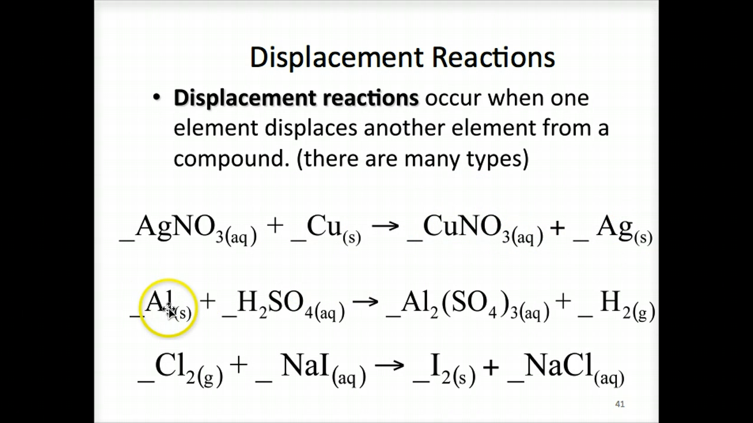Same thing here, aluminum by itself, sulfuric acid, the hydrogen, and the sulfate together. Over here, the sulfate has gone to the aluminum, and the hydrogen is by itself. The flop happens in the chlorine reaction with sodium iodide as well. Make sure that these are balanced.